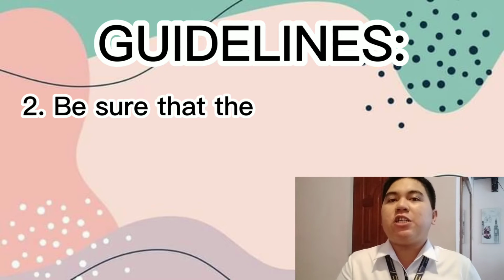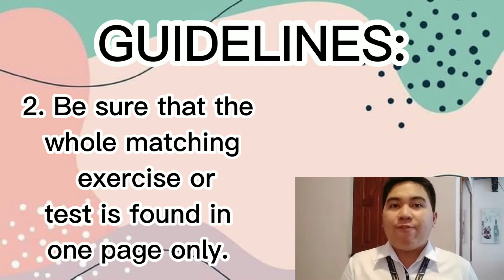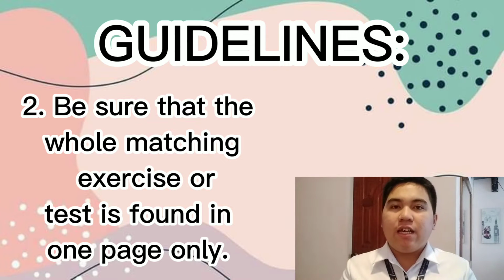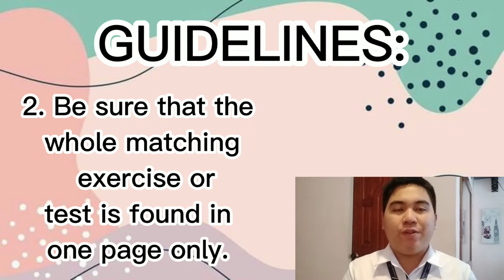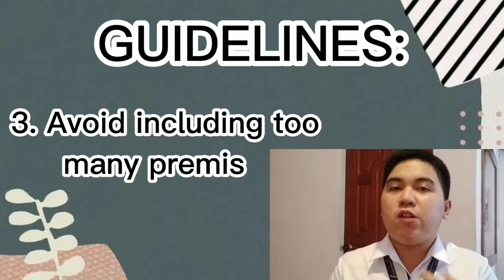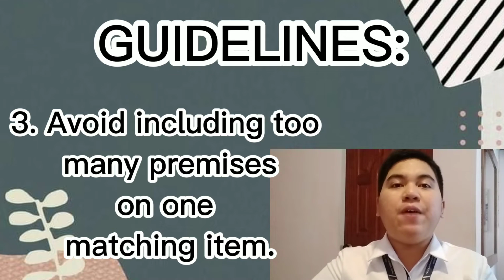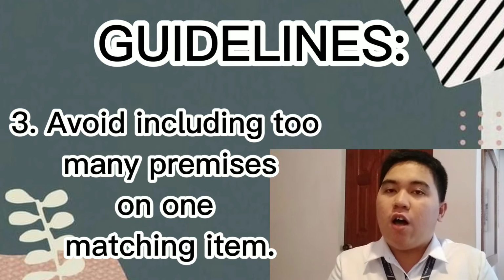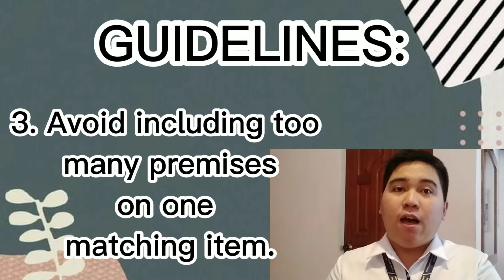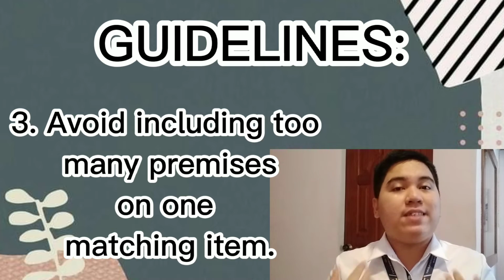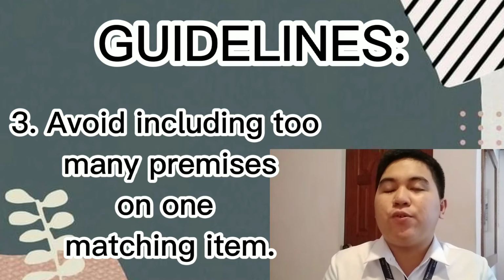Be sure that the whole matching exercise is found on only one page, because splitting the exercise is very confusing, distracting, and time-consuming for the student. We should avoid including too many premises in one matching item. If a matching exercise is too long, the task becomes tedious, and the discrimination is too fine.